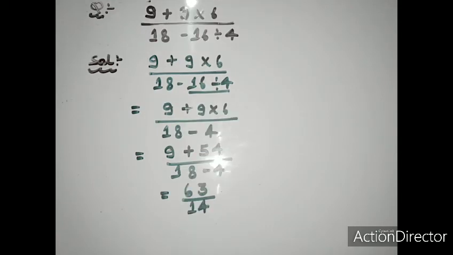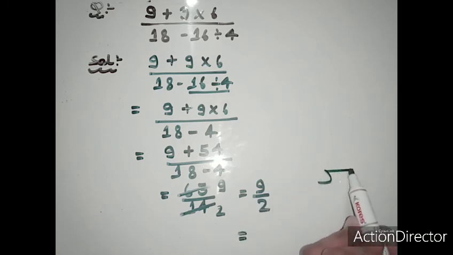Okay, so 9 plus 54, 63, right? And 18 minus 4, 14. Okay, now these both numbers, numerator and denominator, are divisible by 7. 7 9s are 63 and 7 2s are 14. Now here we get 9 upon 2. And dear students, you all know that this is an improper fraction, right? 9 upon 2. So here we write the improper fraction as a mixed number.